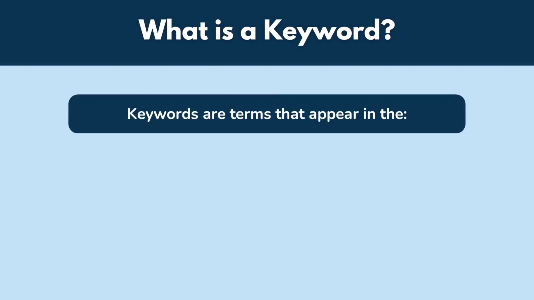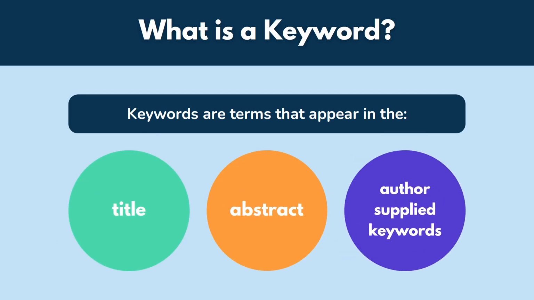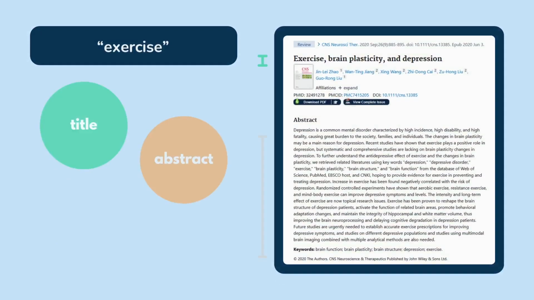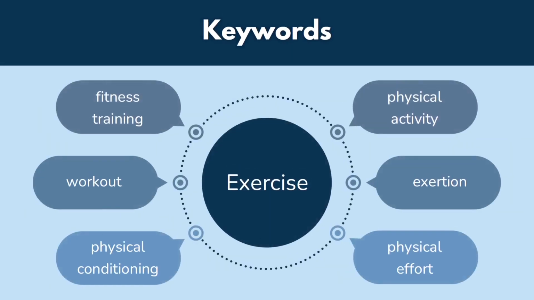Next, let's discuss keywords. Keywords are terms that appear in the title, abstract, and author-supplied keyword section of an article. In this example, the keyword exercise can be seen in the title, multiple times throughout the abstract, and as an assigned keyword by the author. Using keywords in your search is important due to authors potentially using a different vocabulary than you. For instance, while you might use the term exercise, authors might instead use the term physical activity.